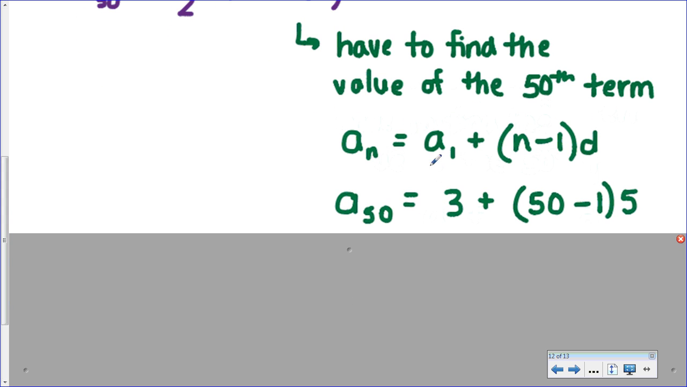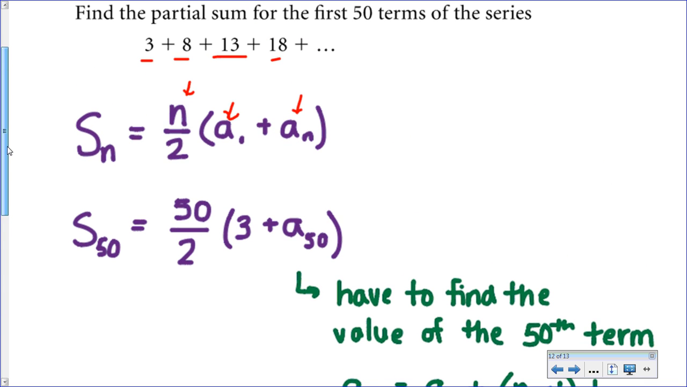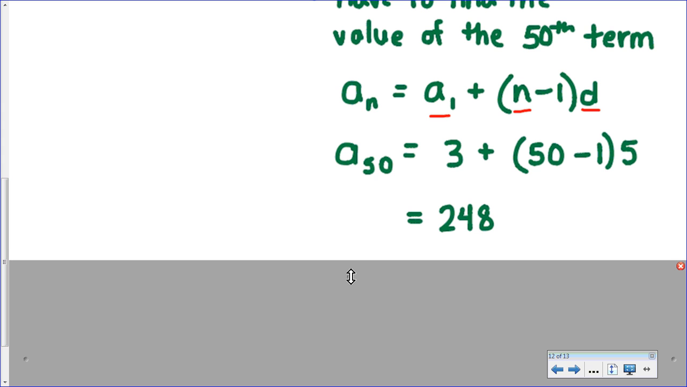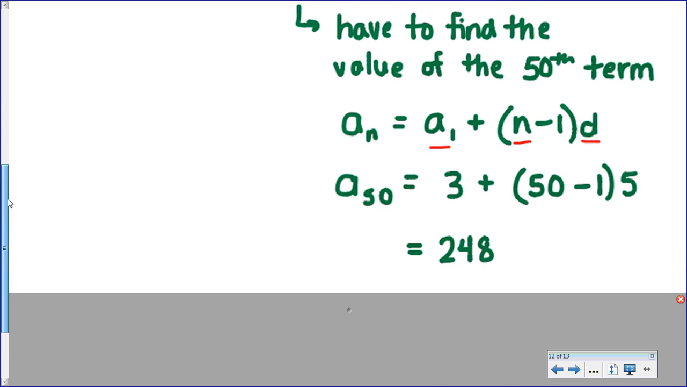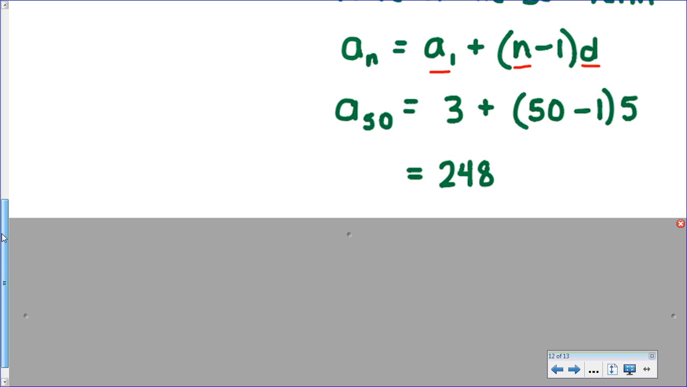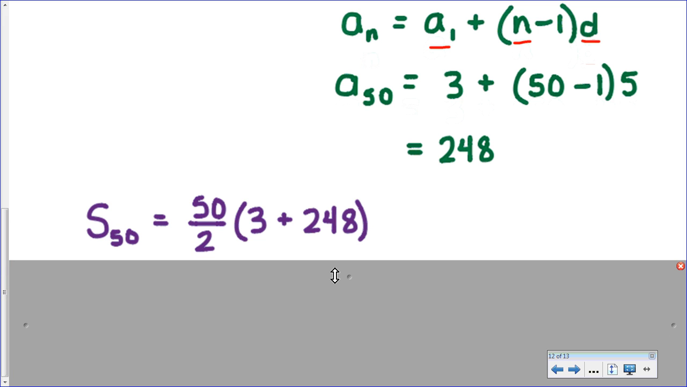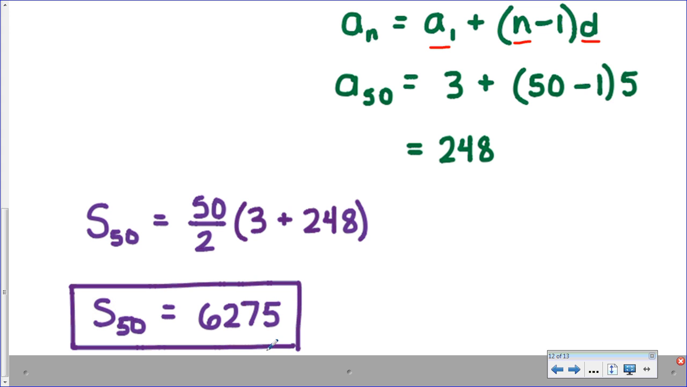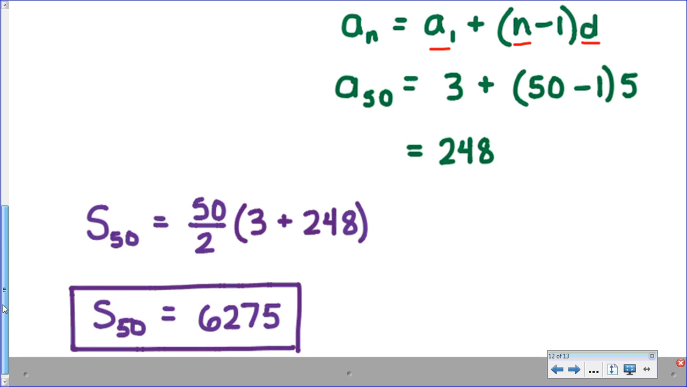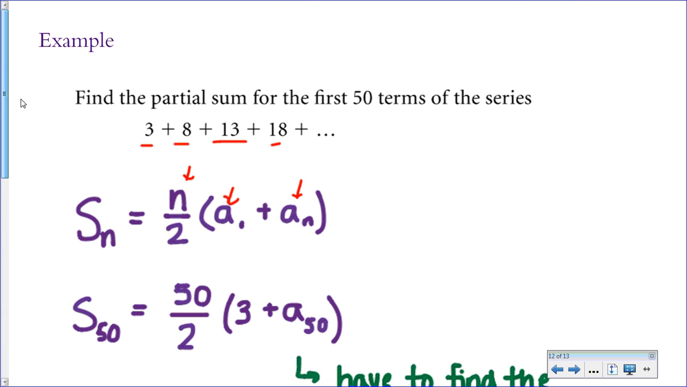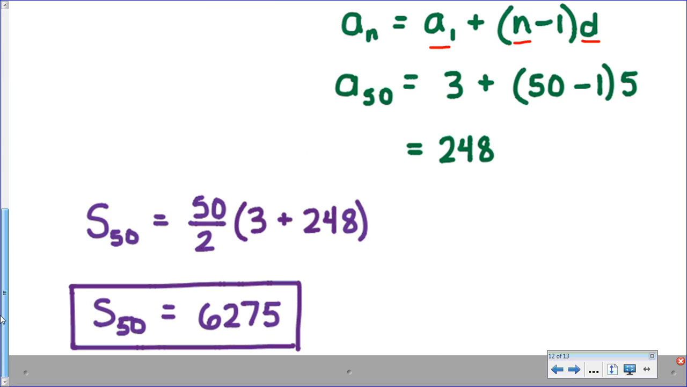Plug in the pieces I know, right? First term, I'm trying to find the 50th term. The common difference of this sequence was 5. I did that just by looking at it. 3, 8, 13, 18. And I put that in a calculator. I got 248. So 248 is my final term of the series that I'm trying to calculate, or the partial sum that I'm trying to calculate. So I plug in all the pieces to the sum formula and then evaluate it on a calculator. So 6,275 is the sum of the first 50 terms of this sequence. So this is a really straightforward, simple application of partial sums or series.